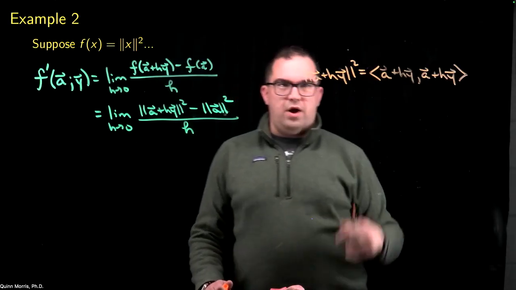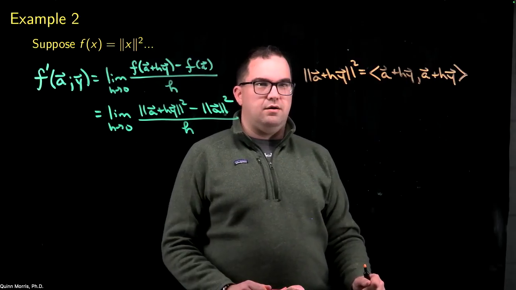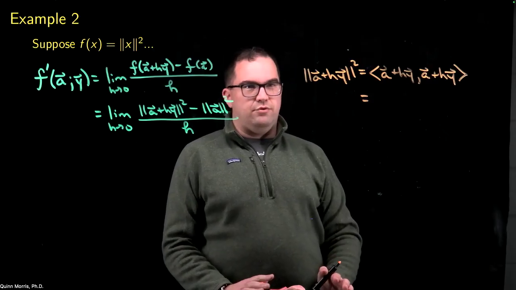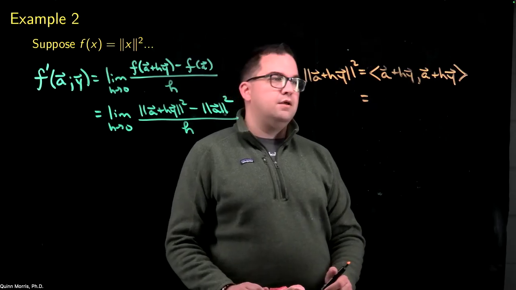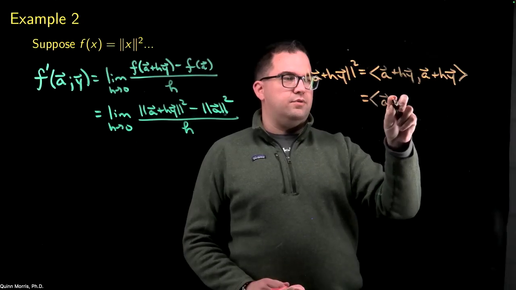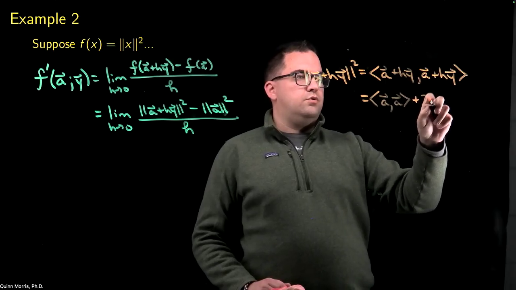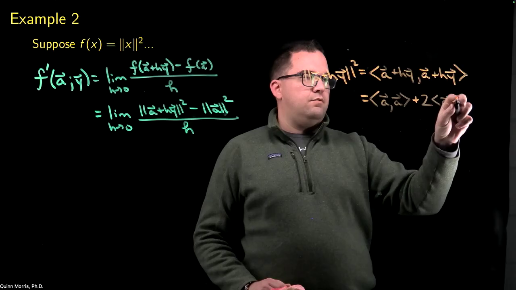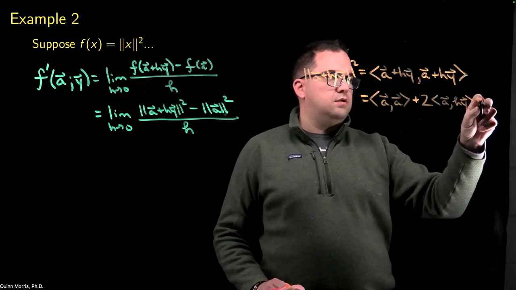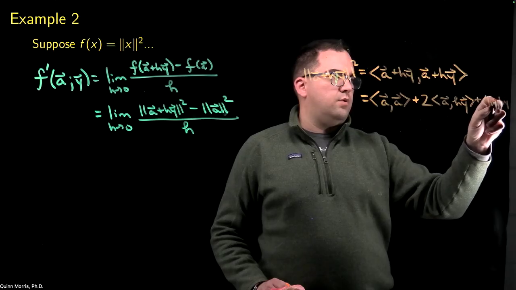Now, this inner product, much like a regular product, I can distribute here. Again, we're really thinking about the dot product here. So I can distribute this. This will be the same as a inner product with a, plus 2 times the inner product of a with hy, plus the inner product of hy with hy.